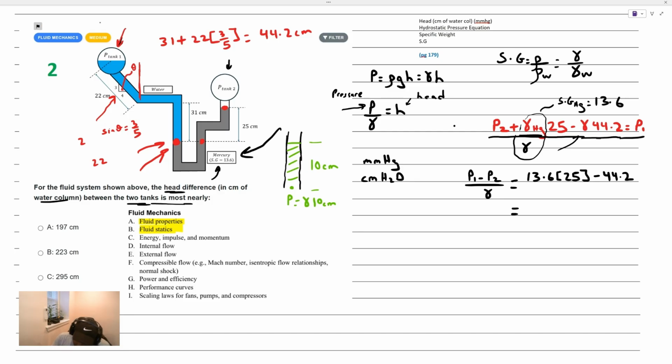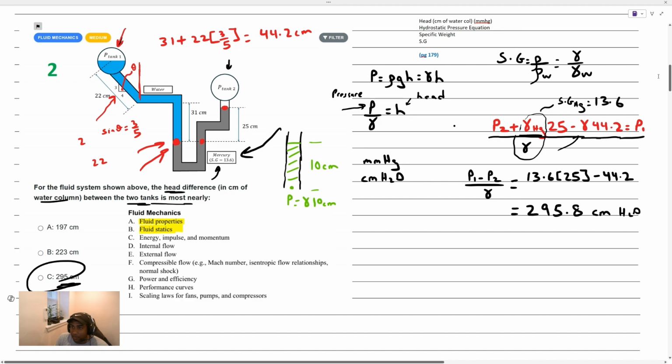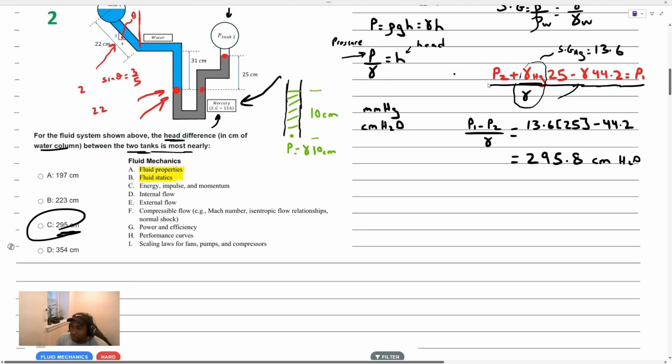So our solution here is going to be 13.6 times 25 minus that 44.2 to get 295.8, and everything was measured in centimeters here. And technically, we're talking about centimeters of water since we normalized to water here. And you can see that that's pretty close to this answer choice C. I guess you can't see it on the screen here. So it would be answer choice C here.